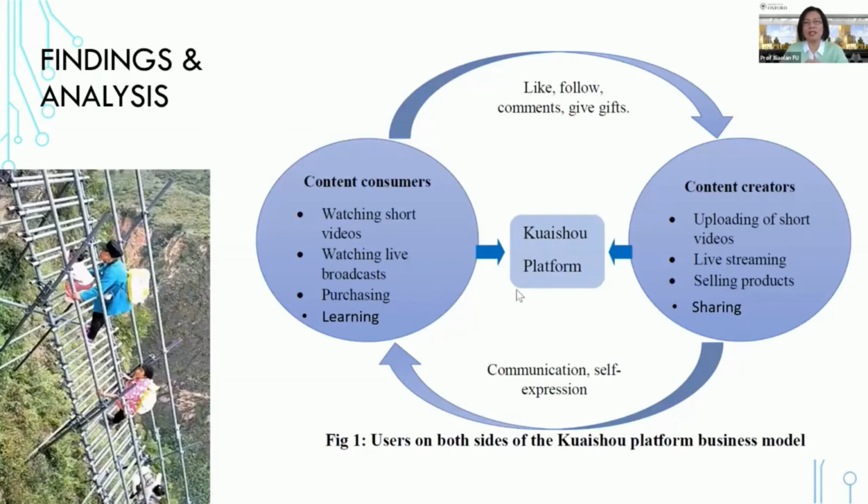So the business model is like this. We have the platform in the middle, and we have two types of users on two sides. One side are the content creators. They create the videos, upload them, share their knowledge and their life, and they sell their products. On the other side are the consumers of content. They watch the videos, watch the live broadcasts, learn from them, and make purchases. They send likes, follow, give gifts, and subscribe. And for the content creators, they communicate, sell their products, and also there is self-expression.